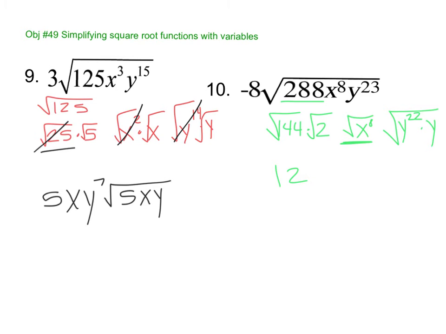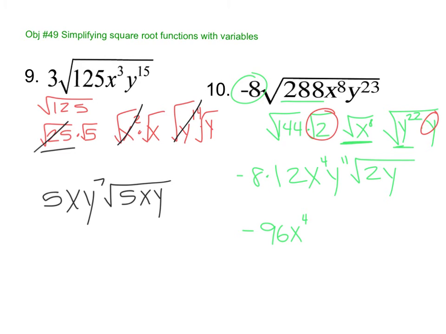That x to the 8th gives us x to the 4th. And then y to the 26th gives me y to the 11th. And then what's left inside? We have the 2 and the y. Right, so 2y. But then I did leave off my negative 8 that was in front. So we get negative 96, x to the 4th, y to the 11th, root 2y. That's it.